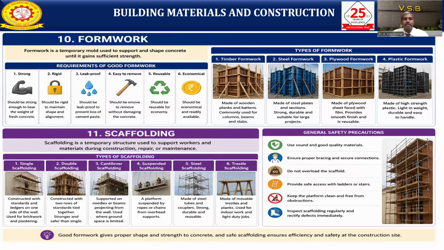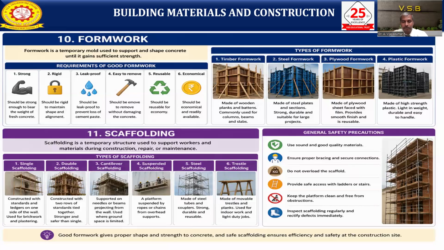Double scaffolding is constructed with two rows of standards tied together. It is stronger and safer than single scaffolding. Cantilever scaffolding: one end is fixed and the other end is free, supported on needles or beams projecting from the wall. Used where the ground space is very limited.